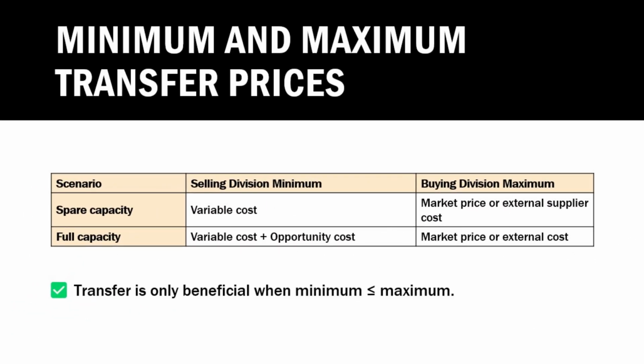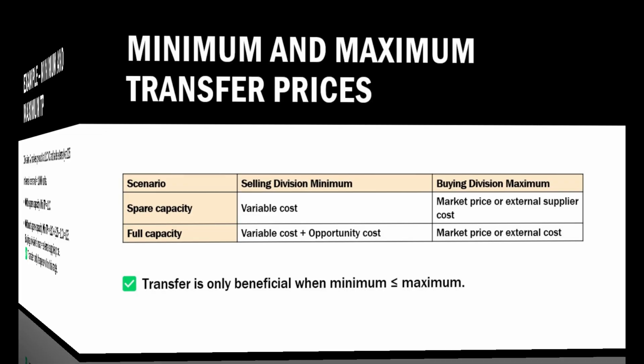When setting prices, we calculate minimum and maximum transfer prices. The selling division's minimum is the lowest price it will accept. The buying division's maximum is the highest it's willing to pay before sourcing externally becomes cheaper. If spare capacity exists, the minimum equals variable cost. If there's no spare capacity, minimum equals variable cost plus opportunity cost. Transfers only occur when minimum is less than or equal to maximum. Otherwise, one side loses out.